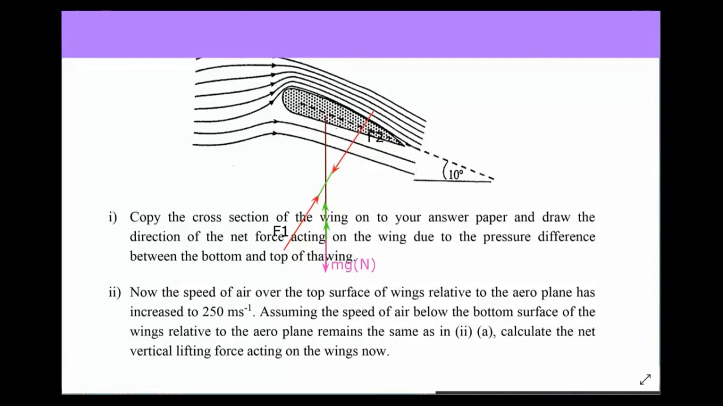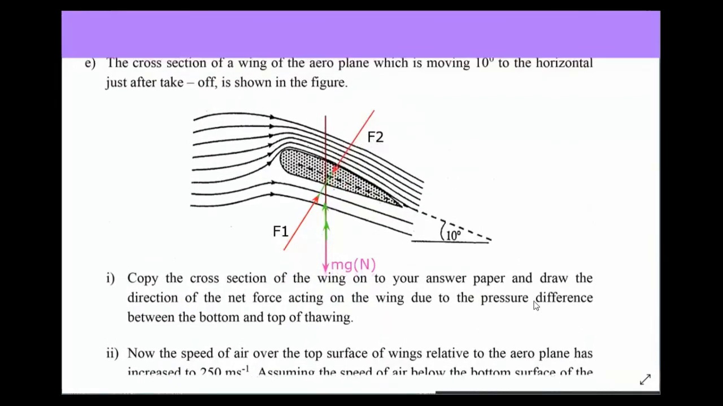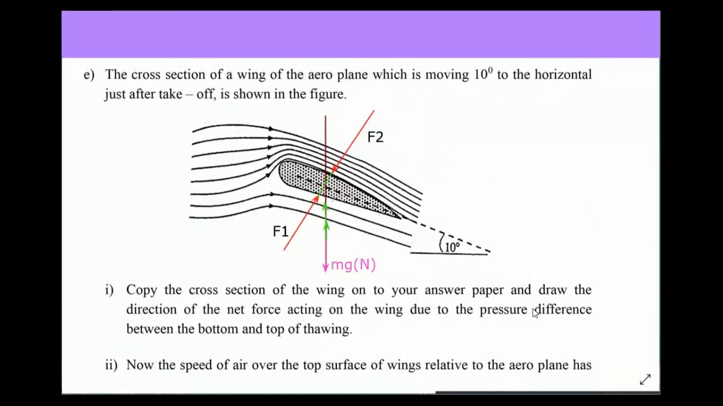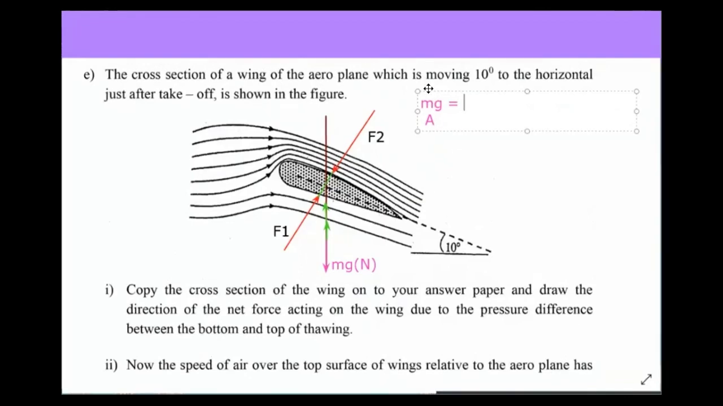So simple, dear. What is the vertical lifting force acting on the wings now? Let me use the previous equation. I think we have obtained this equation earlier: mg divided by capital A equals, do you remember this equation? mg divided by capital A equals a half into rho into V2 square over V1 square. Am I right, dear?